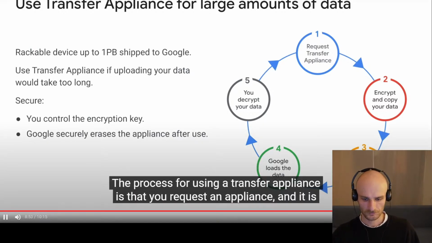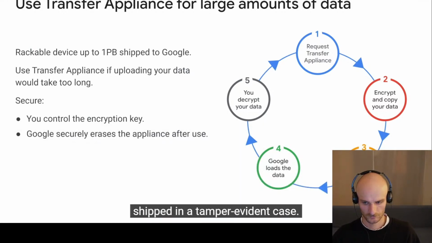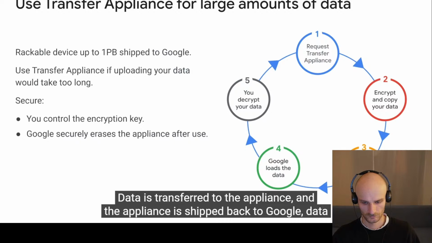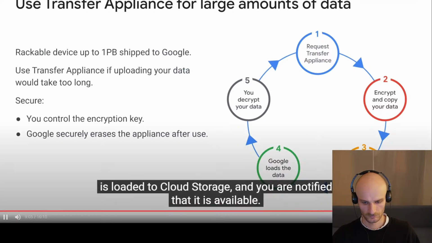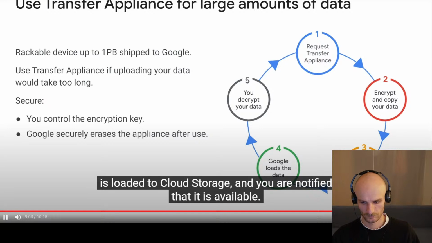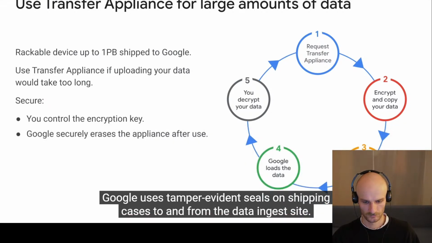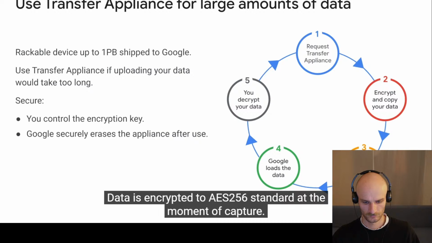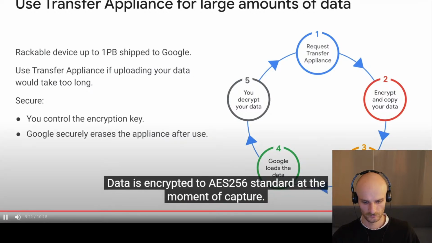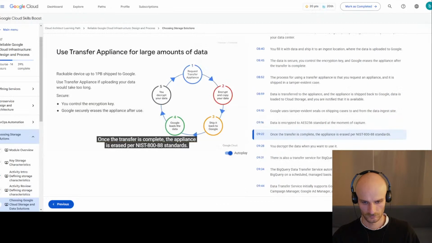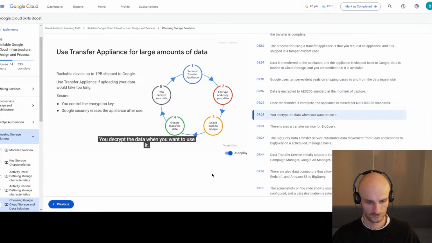The process for using a Transfer Appliance is that you request an appliance and it is shipped in a tamper-evident case. Data is transferred to the appliance, and the appliance is shipped back to Google. Data is loaded to cloud storage, and you are notified that it is available. Google uses tamper-evident seals on shipping cases to and from the data ingest site. Data is encrypted to AES 256 standard at the moment of capture. Once the transfer is complete, the appliance is erased per NIST 800-88 standards. You decrypt the data when you want to use it.